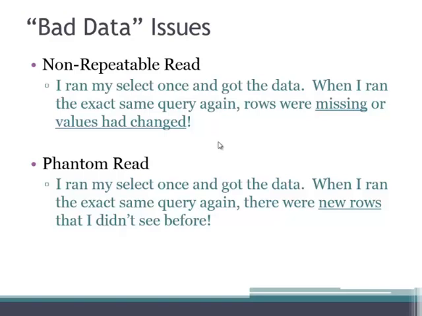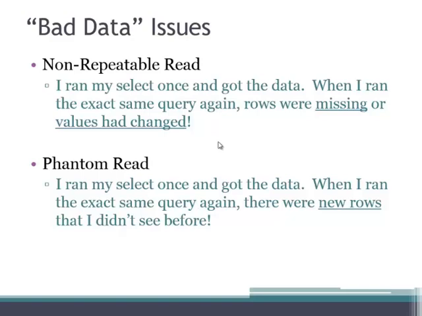The third type of bad data issue that we're going to talk about is called a phantom read. This is similar to a non-repeatable read in that you begin a transaction and you access data, and later in your transaction you access data again. The second time, though, instead of having missing or changed values, you actually have new rows that are added in that didn't exist before.